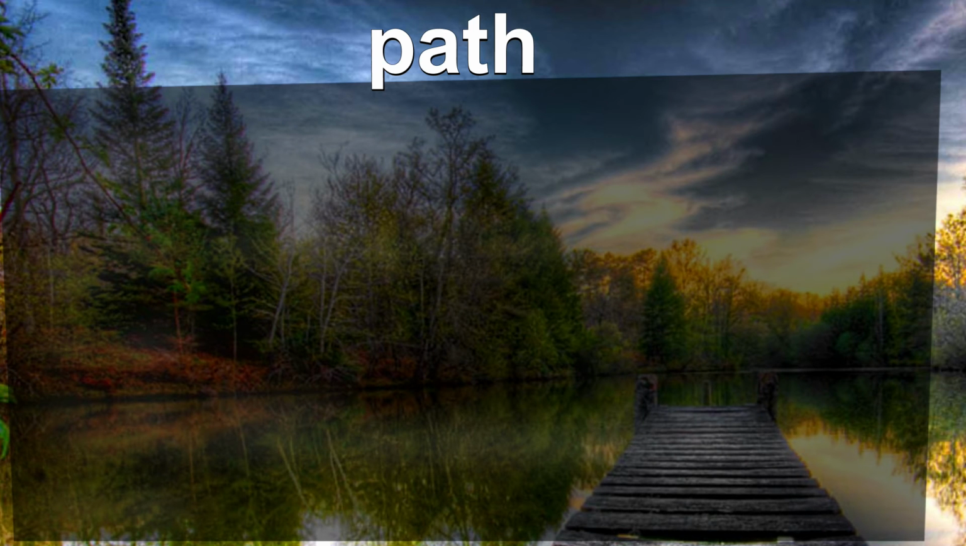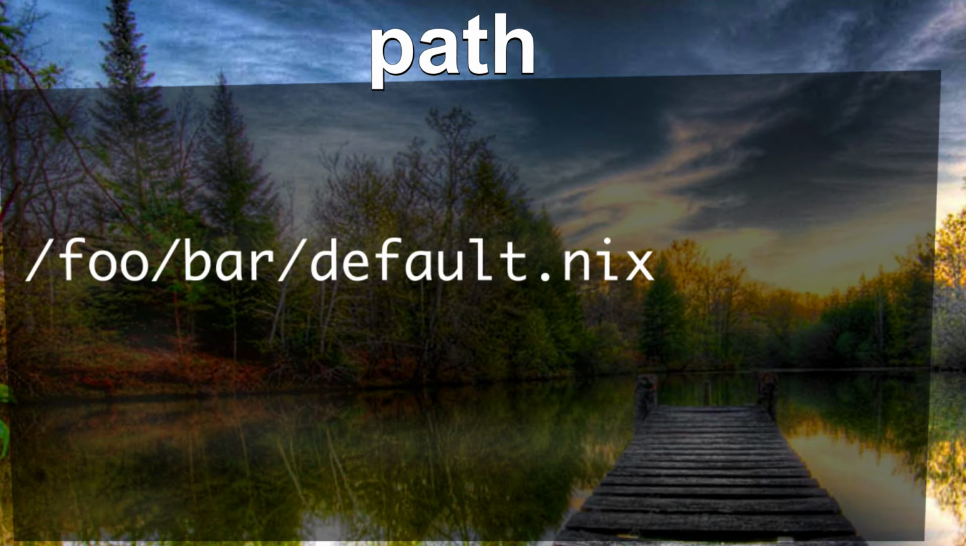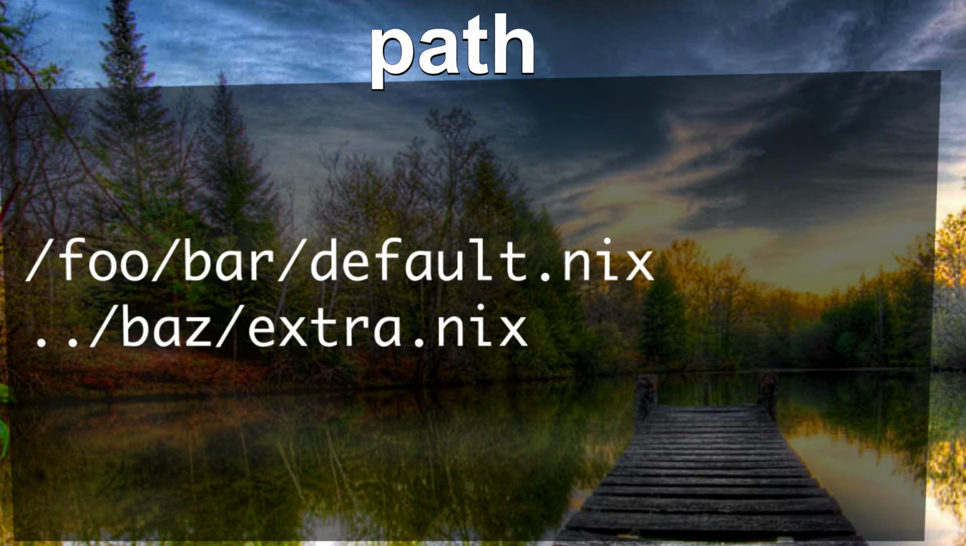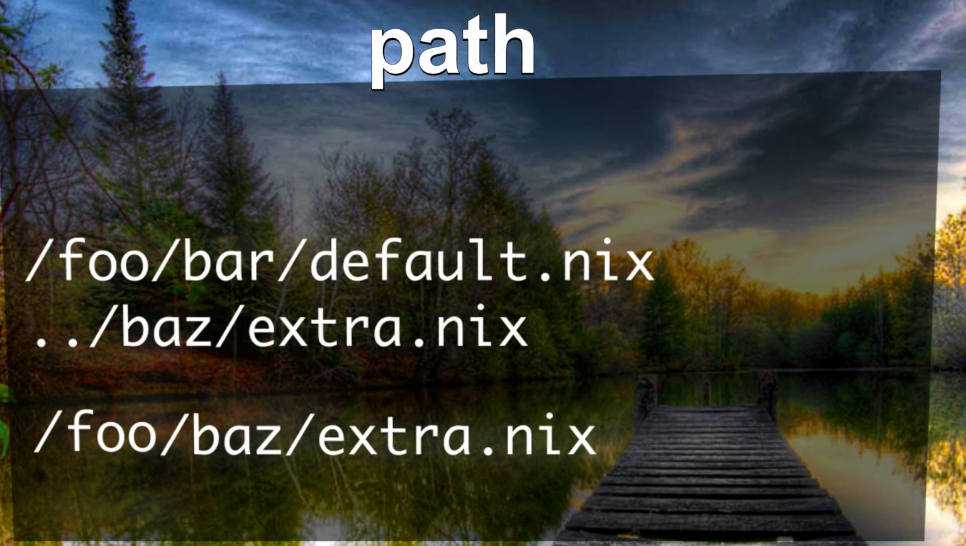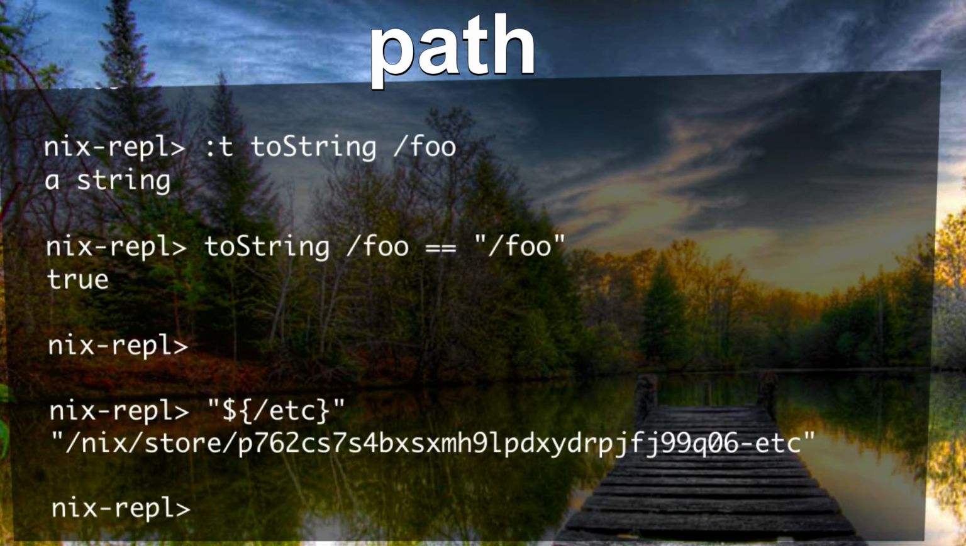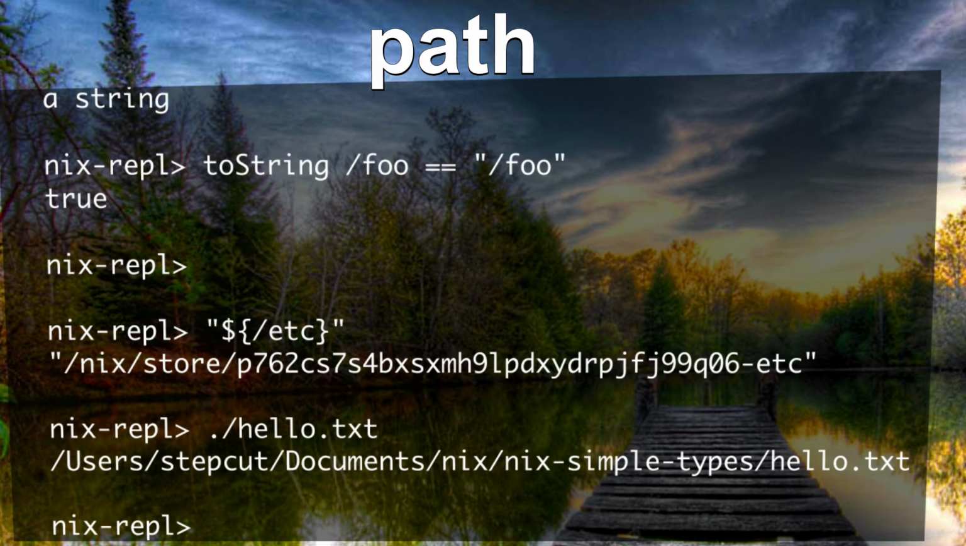A relative path will be automatically converted to an absolute path at parse time relative to the directory of the Nix expression that contained it. For example, if the file /foo/bar/default.nix refers to ../baz/extra.nix, the expression would evaluate to the absolute path /foo/baz/extra.nix. If we use Nix REPL, we can see that the path is made absolute relative to the directory we were in when we started Nix REPL.